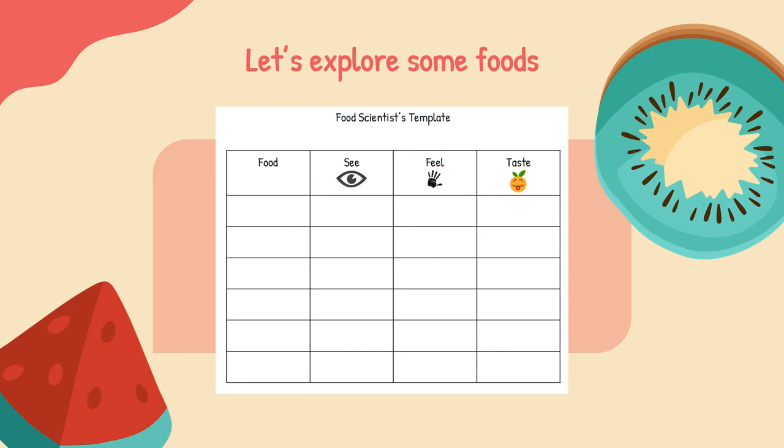And this is also directly linked to one of our NGSS standards for physical science, which has students look at the properties of materials. So we're talking about what color, shapes, textures, how they feel, and then taste. Those are all properties of different materials.